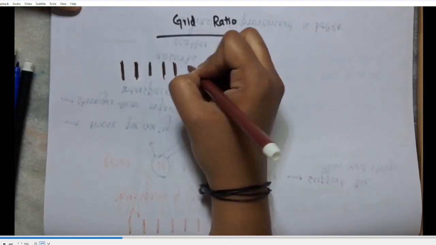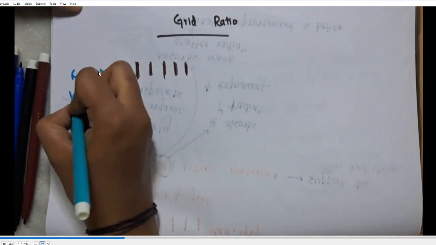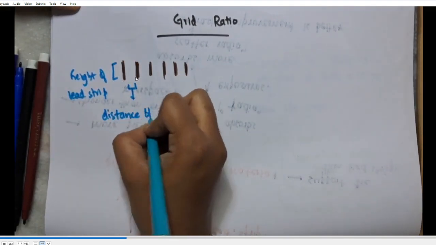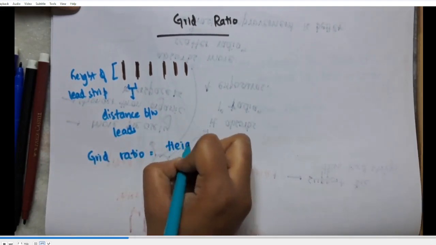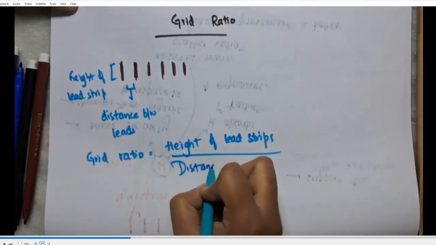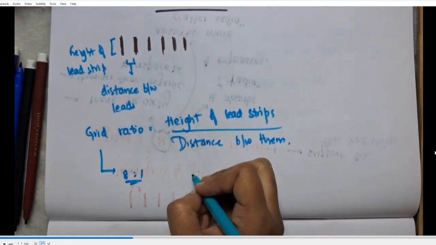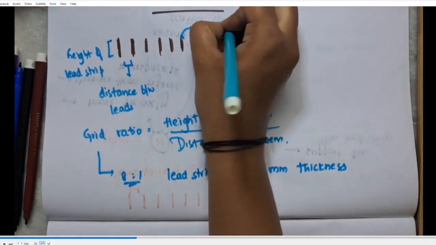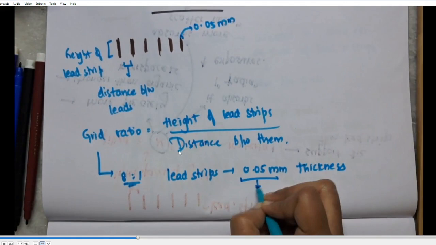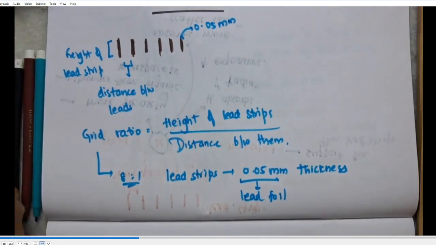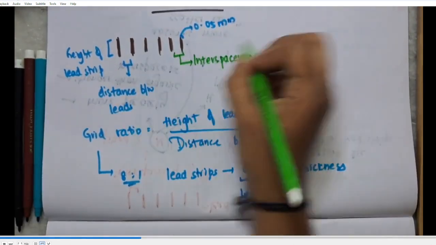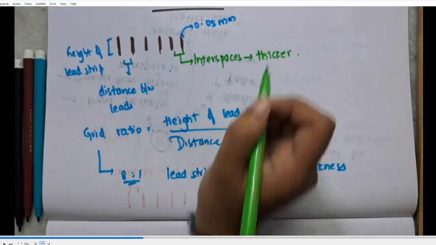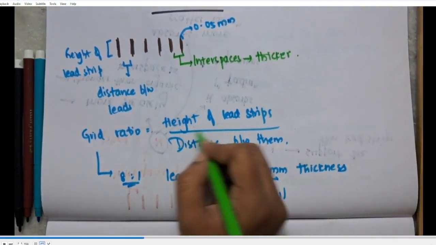Terminology. First, grid ratio. Grid ratio is the ratio of the height of the lead strips to the distance between them. Grid ratio is equal to the height of the lead strips divided by the distance between the lead strips. So this grid ratio is around 8 to 1. If the grid ratio is around 8 to 1, the lead strips are approximately 0.05 millimeters thick, so that they can be considered as lead foil. The interspaces between the lead strips are much thicker than the lead strips themselves.